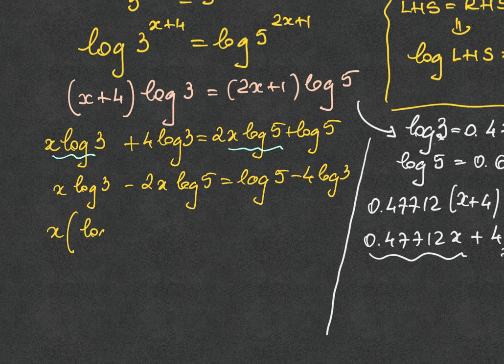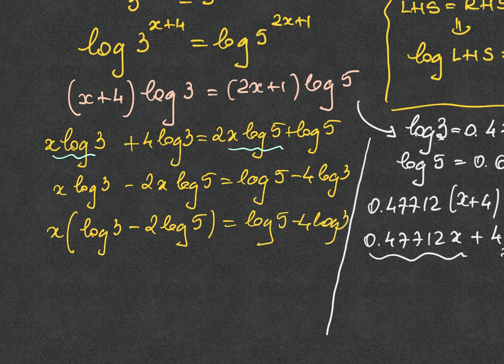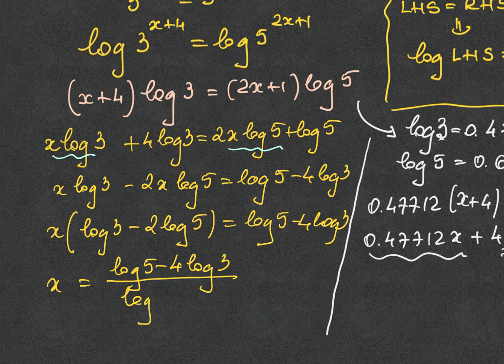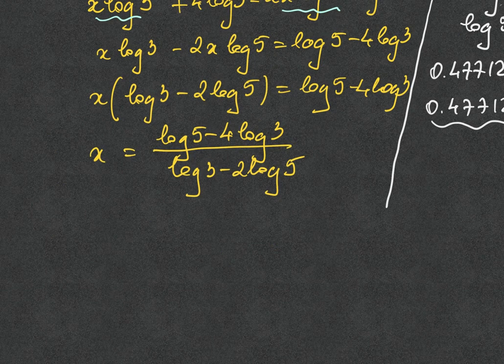Factorize an x: x times (log 3 minus 2 log 5) equals log 5 minus 4 log 3. So x is going to be (log 5 minus 4 log 3) over (log 3 minus 2 log 5). Now that's good enough to put it in your calculator to get the answer. And that's it. Or the question might ask, find x as log of a over log b. So then you need to work it out so that you bring it to this form.